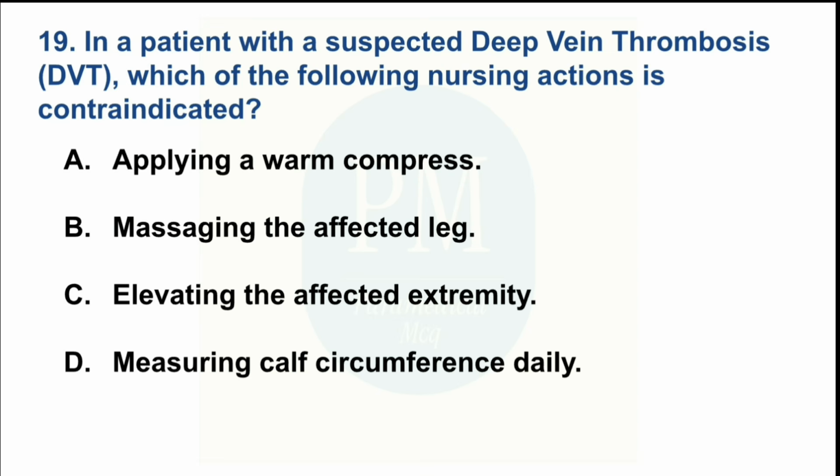In a patient with a suspected deep vein thrombosis, DVT, which of the following nursing actions is contraindicated? Option A. Applying a warm compress. Option B. Massaging the affected leg. Option C. Elevating the affected extremity. Option D. Measuring calf circumference daily. The correct option is option B. Massaging the affected leg.